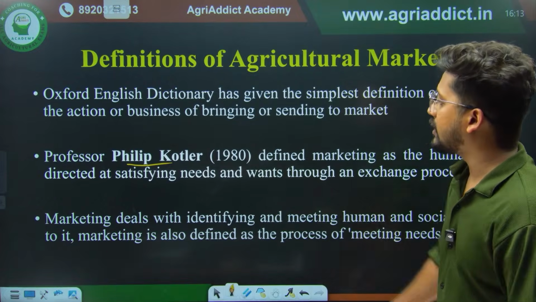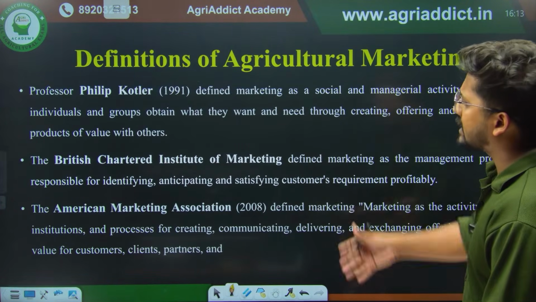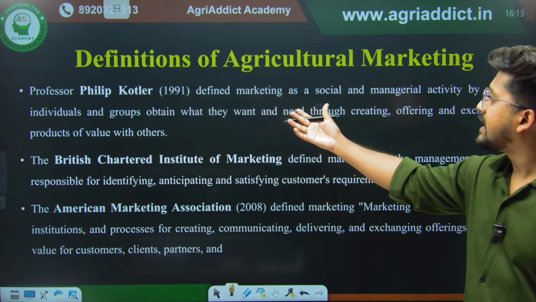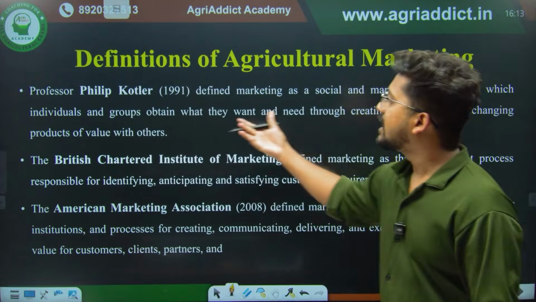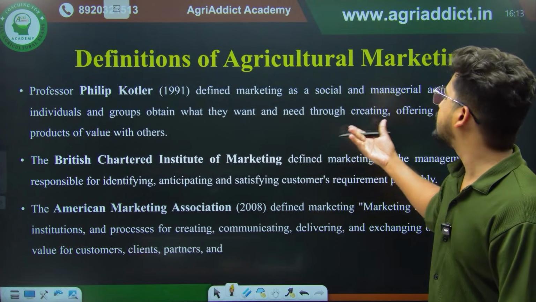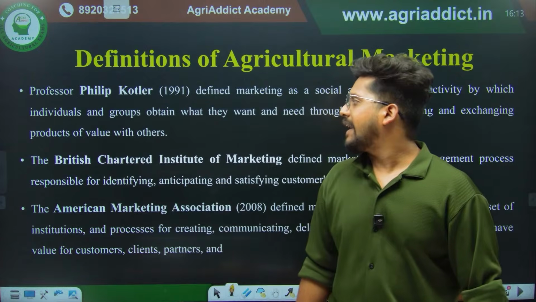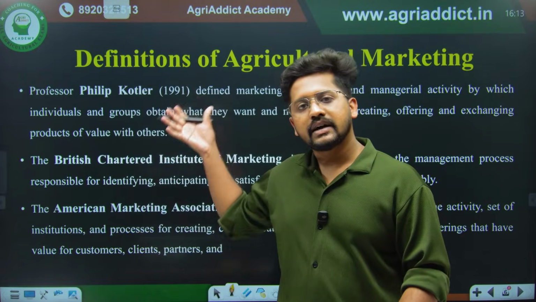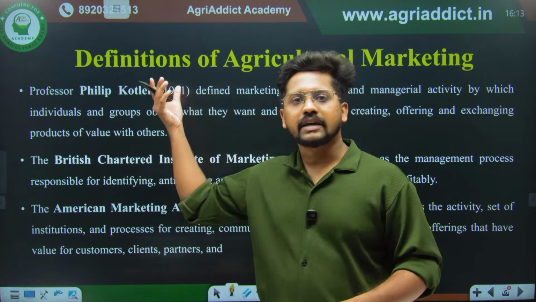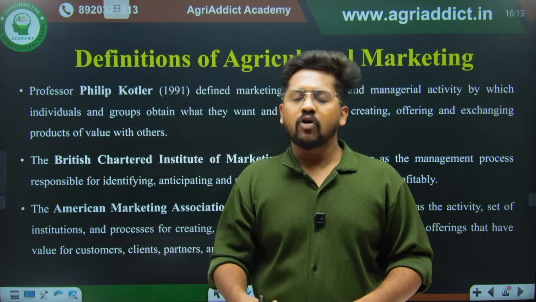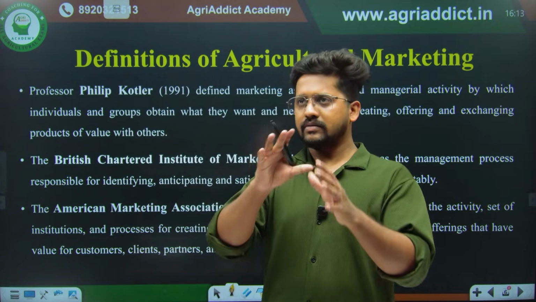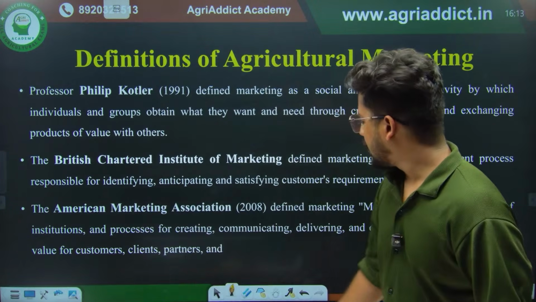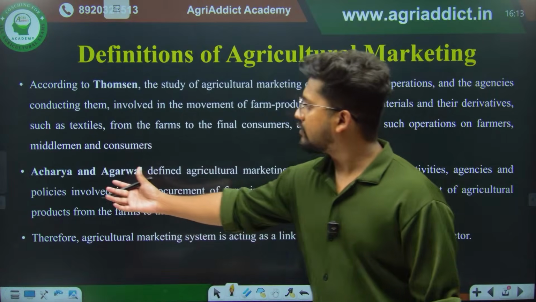So that's how Philip Kotler defined marketing, and he improved this definition in 1991. He defined marketing as a social and managerial activity by which individuals and groups obtain what they want and need through creating, offering, and exchanging products of value with others. I think you may have to go through the previous year question papers to understand how they have asked these definitions. Simply they will be matching the key concept with the one who propounded it, or they would directly give the definition and ask who gave it. Mostly they will ask the definition of Philip Kotler.